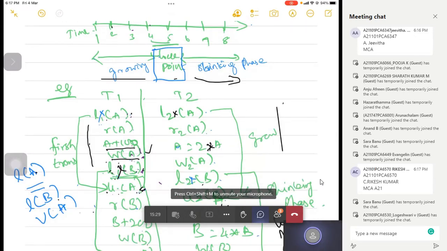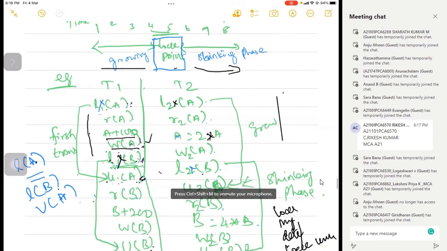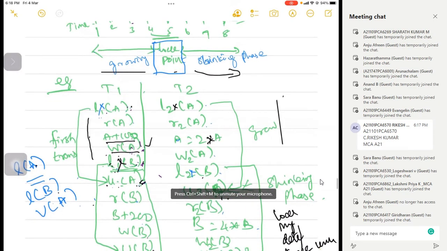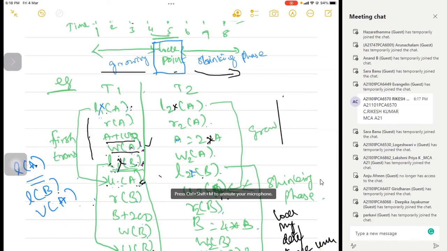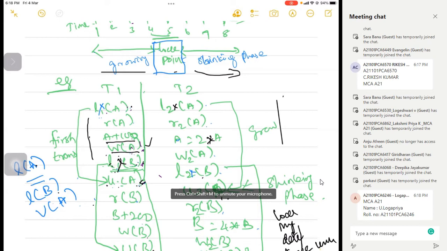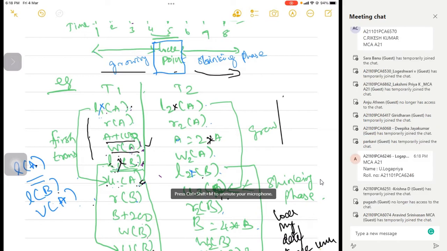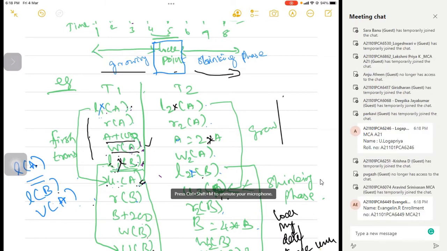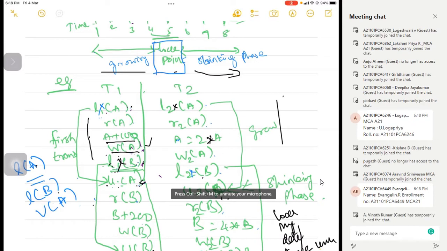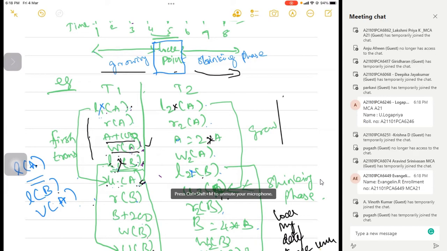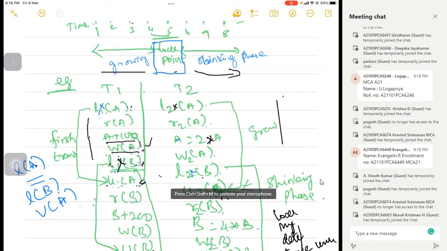Transaction 1, transaction 2 here. So listen here. L1 of A, that means lock 1 of A. Read A, A plus 100. Once you have read, you can update the A record and write it. Understood? Again, lock 1 of B. Listen carefully: here we are locking the A record, and at the same time the B record is also locked.